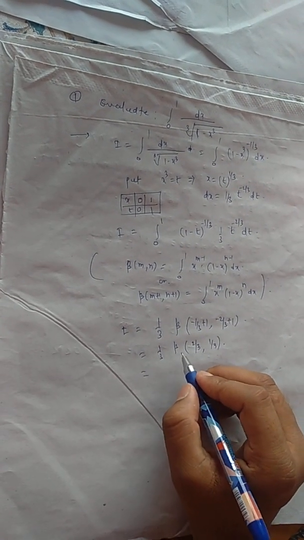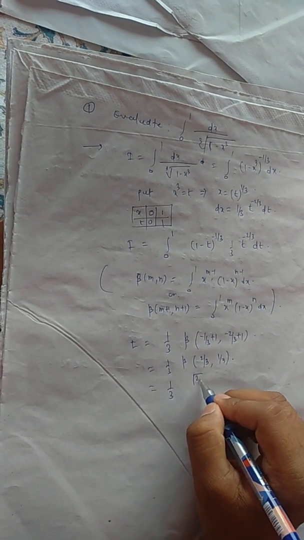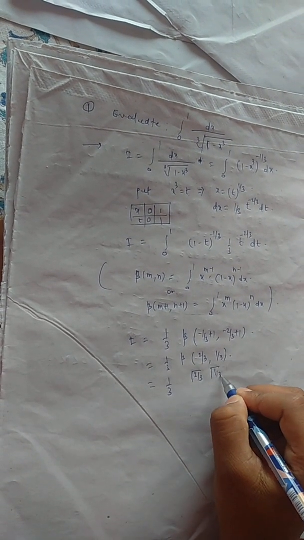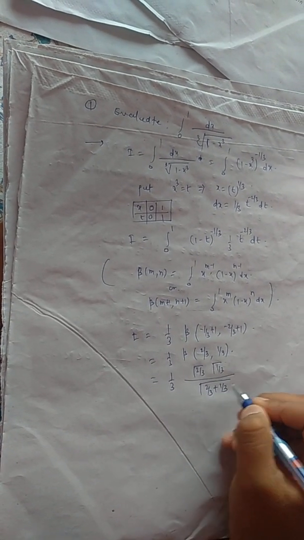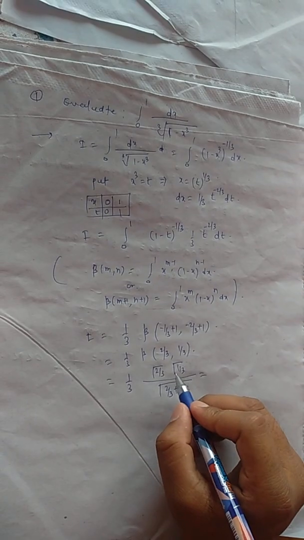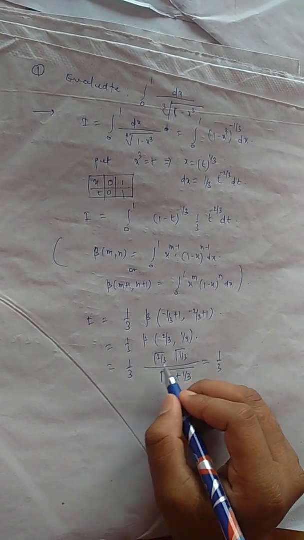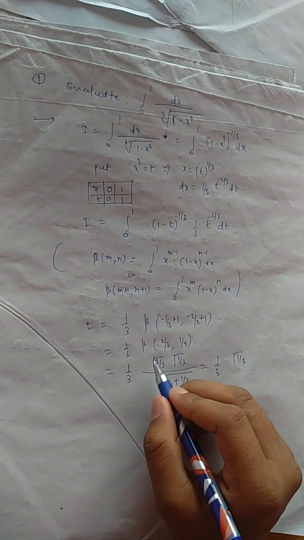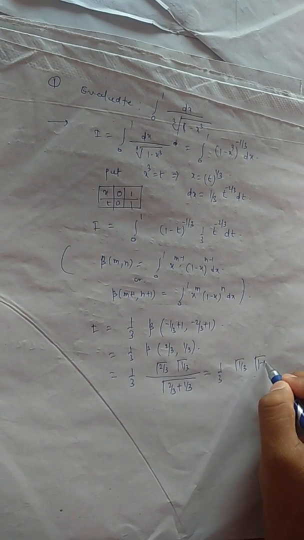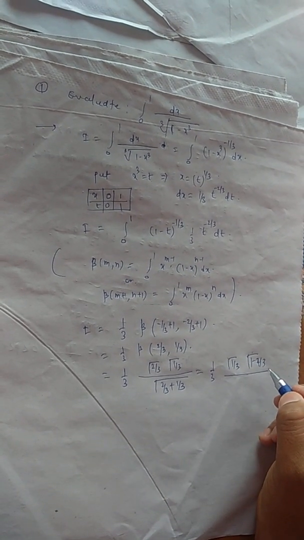So by the relation between beta and gamma function, we write it as gamma 2 by 3 times gamma 1 by 3 upon the addition, that is 2 by 3 plus 1 by 3. Further simplifying it, 1 by 3. Now this gamma 2 by 3 can be written as, I'm just rewriting this as gamma of 1 minus 1 by 3. Fine.